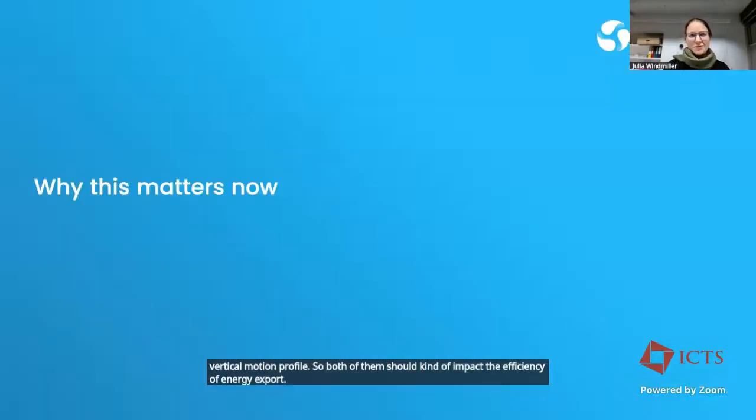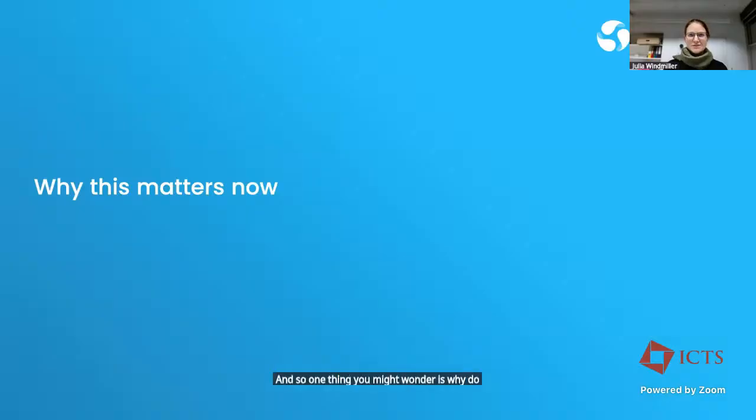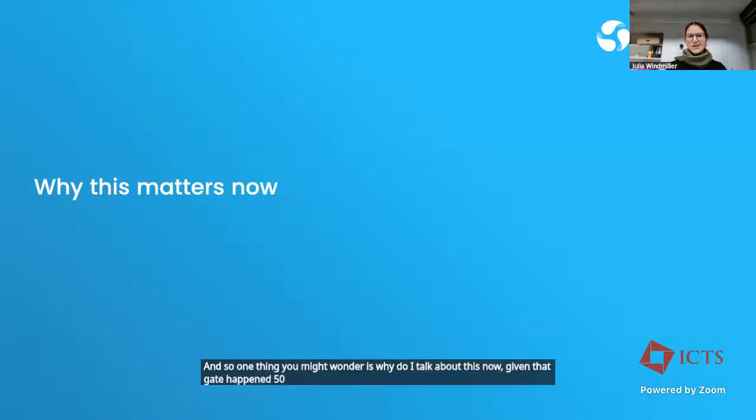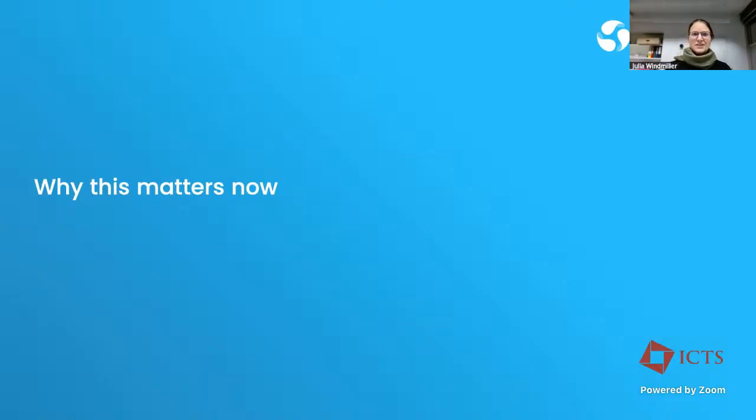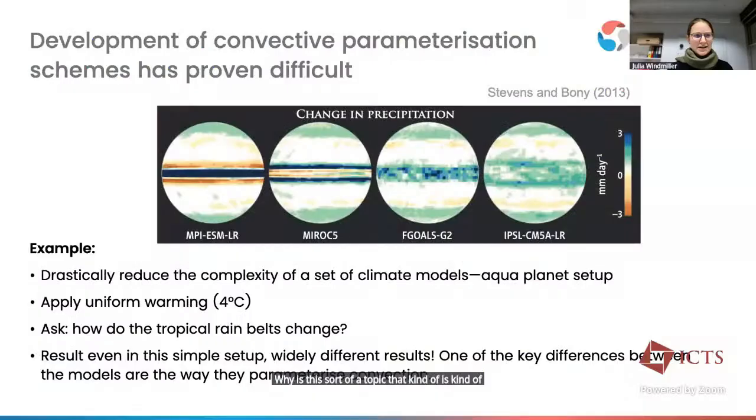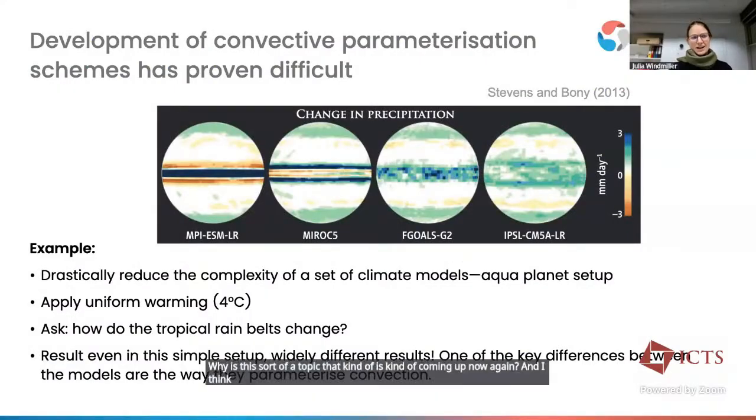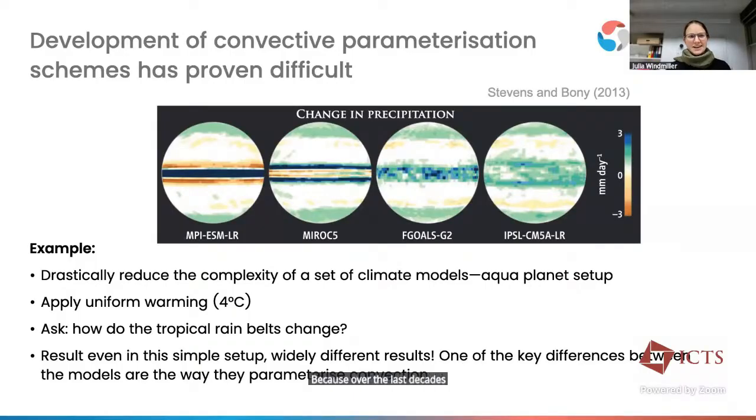And so one thing you might wonder is, why do I talk about this now, given that GATE happened 50 years ago? They already stated mesoscale processes are things that you have to account for. Why is this a topic that is coming up now again? And I think because over the last decades, we've learned that convective parameterization schemes are tricky, and it's a bit unclear how well they work, in the sense that they can lead to very different results.